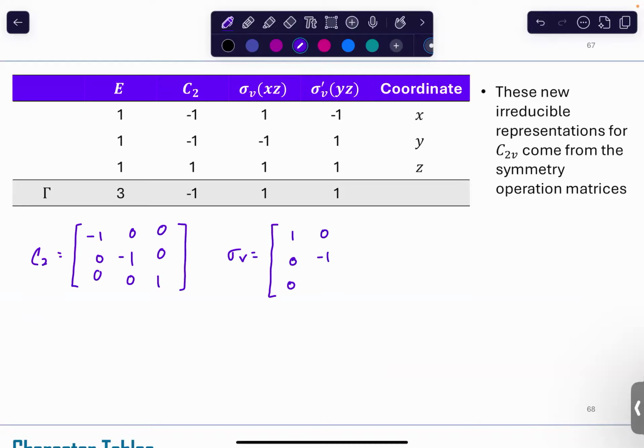So now look at the irreducible representation. Can you tell me where those numbers are coming from? It's like we made a matrix of the matrices. We did. So all of those are the diagonals of your matrices. Okay.